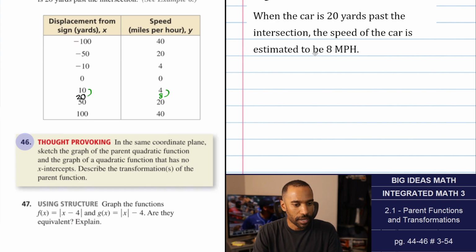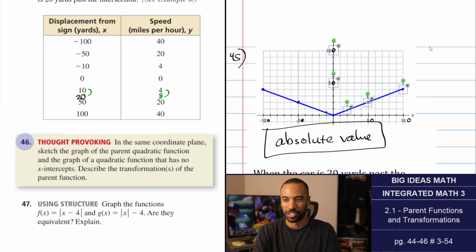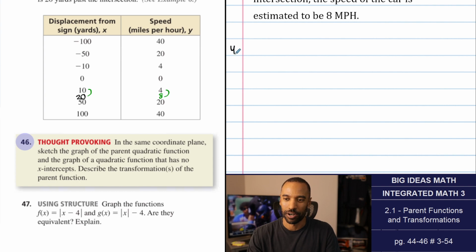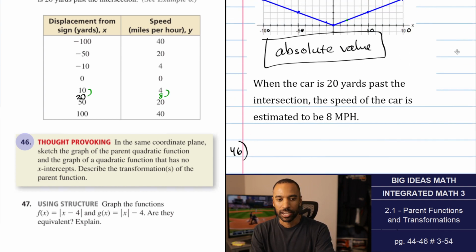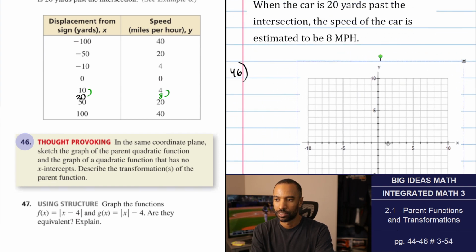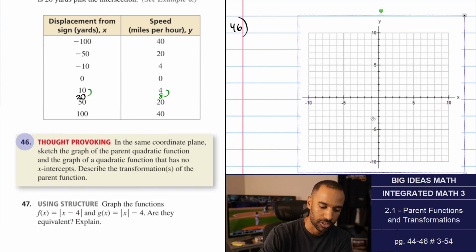Number 46, thought-provoking. In the same coordinate plane, sketch the graph of the parent quadratic function and the graph of a quadratic function that has no x-intercepts. Describe the transformations of the parent function. I thought they meant the same coordinate plane as this problem. I'm like, what are you talking about? Okay, they're saying take a coordinate plane for this particular question and sketch the graph of the parent quadratic function and the graph of a quadratic function that has no x-intercepts.